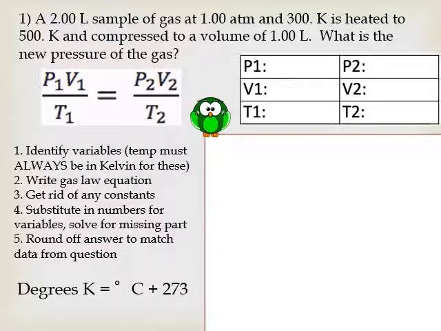Okay, our first example says a 2-liter sample of gas at 1 atmosphere and 300 Kelvin is heated to 500 Kelvin and compressed to a volume of 1 liter. And it wants to know what is the new pressure of the gas. I gave these steps on the side there. It says just identify your variables. A little chart at the top of the page will fill it in.